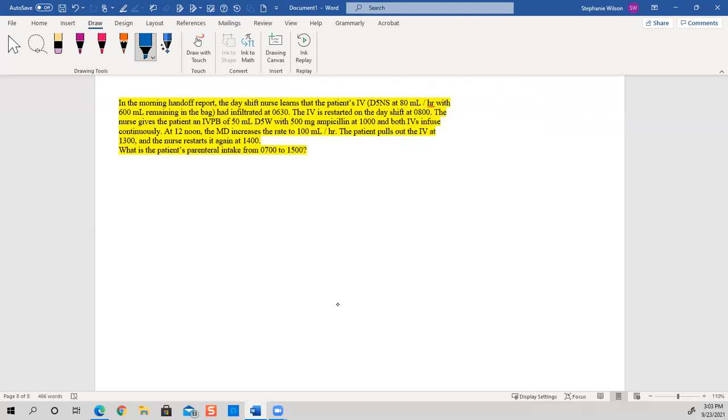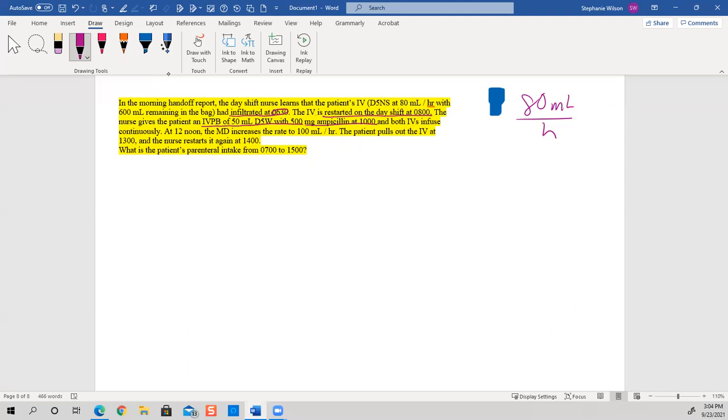So in the morning, there was a handoff report of the daily shift. The nurse learns that the patient's IV is at 80 milliliters per hour. So that's the flow rate, with 600 milliliters remaining in the bag. Okay. So something happened to it somewhere. It's around 6:30 and it stopped. Okay. And then it said it restarted at 0800.